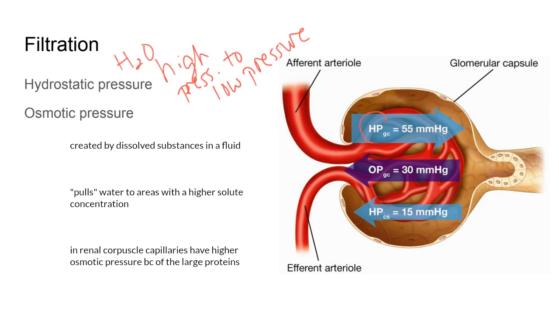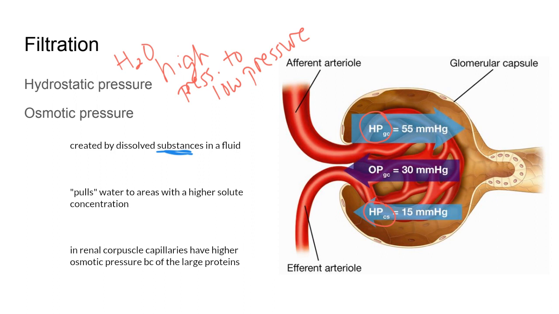You can see on this image over here, we've got some hydrostatic pressure pushing water out of the glomerular capillaries, and a small amount of hydrostatic pressure pushing some filtrate towards the capillaries. The other one is osmotic pressure. Osmotic pressure is created by the dissolved substances in the fluid. Those salts and various ions like sodium and potassium help cause the osmotic pressure. This will pull the water to areas with a higher solute concentration.